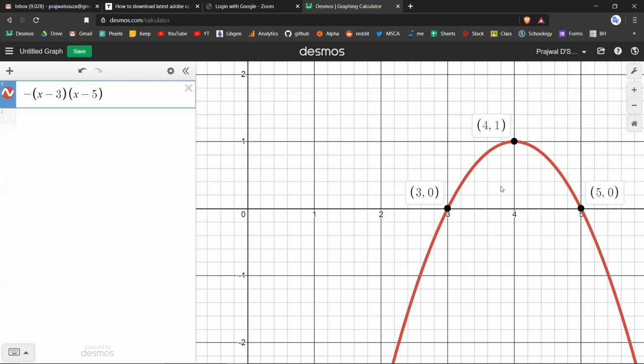Why is the shape called a parabola? I have no idea, I don't know why. Seriously, they just called it that.